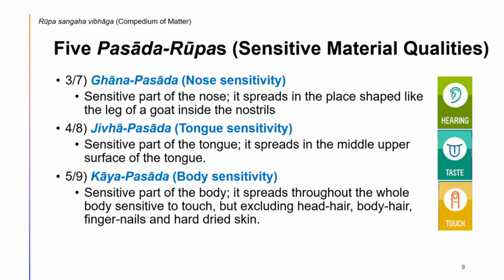Next one, we talk about Kaya Pasada. This is the sensitive part of the body. All body parts everywhere, the skin, are all sensitive. It's spread to the whole body and sensitive to touch. But this excludes certain things: the hair on your head, the body hair, the fingernails, and also the hard dry skin, the dead skin of your body.